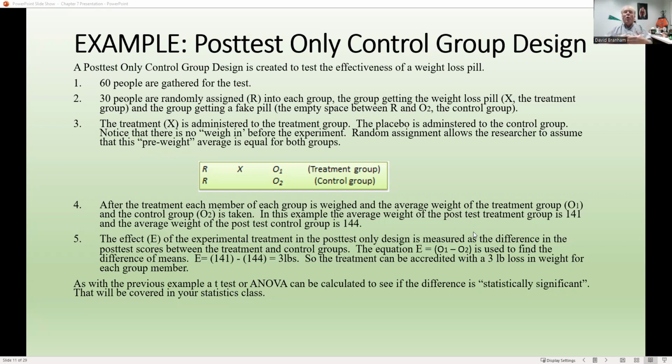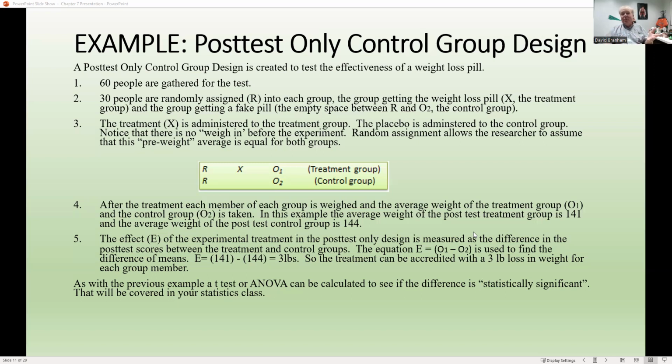Notice that there's no weigh-in before. There's no O1 or O3. Random assignment allows you to assume that this pre-weight average is equal for both groups. Now, sometimes it isn't, it's off a little bit, but it's okay to assume, as long as you do random assignment and you're not doing self-selection, it's okay to assume they're equal. After the treatment, each member of each group is weighed, and the average weight of the treatment group and the control group is taken.